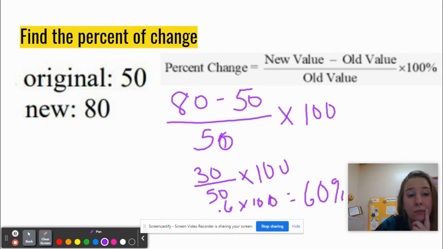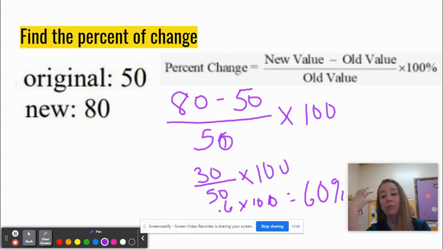So if you are being charged $50 and all of a sudden it's 80, you can say, whoa, that's a 60% increase. What's going on here? Also, obviously, this is 60%. It's positive, meaning the price went up.